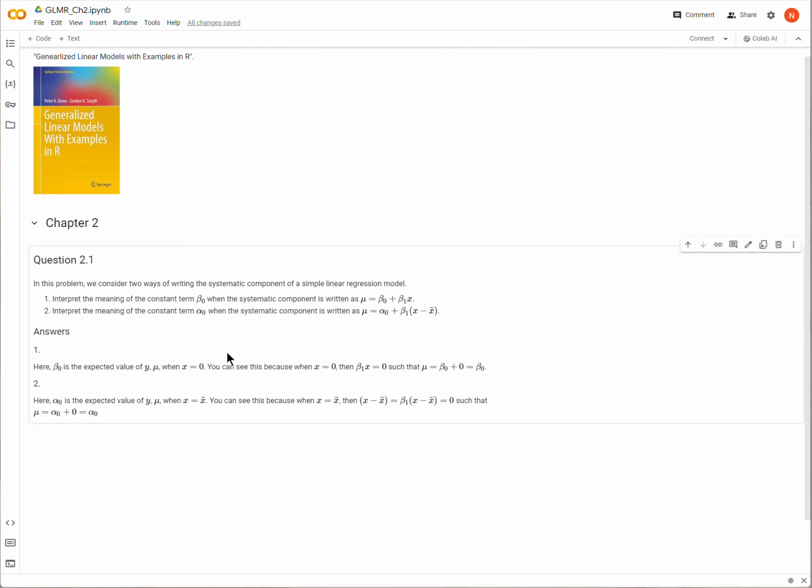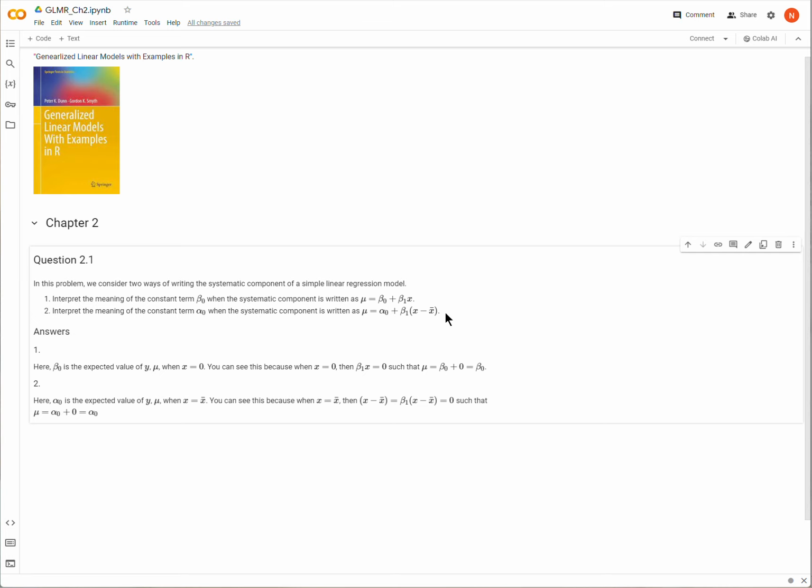Okay, so we'll look at the first equation. Beta naught, again, is the intercept, but if we want to interpret it, it is the expected value of y, which is mu, when x equals 0, right? Because when x equals 0, beta 1 x becomes 0, so mu is just equal to beta naught.